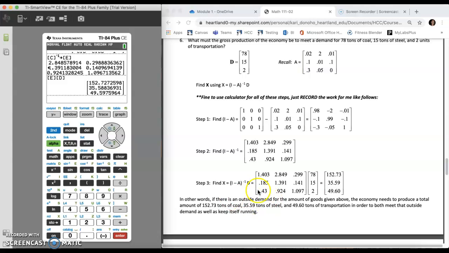So what we've figured out when we found this is that if there's an outside demand for the goods given here, then this economy needs to produce a total of 152.73 tons of coal, 35.59 tons of steel, and 49.6 units of transportation to meet both that outside demand as well as keep itself running.